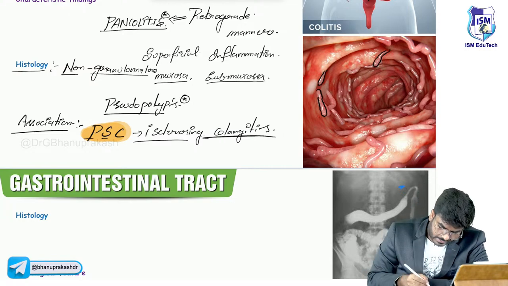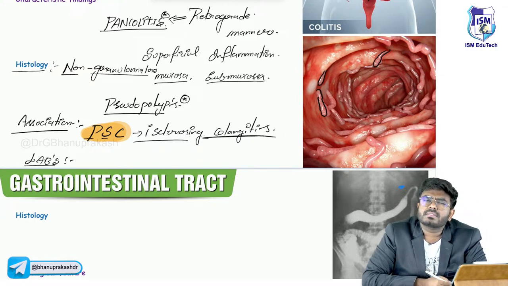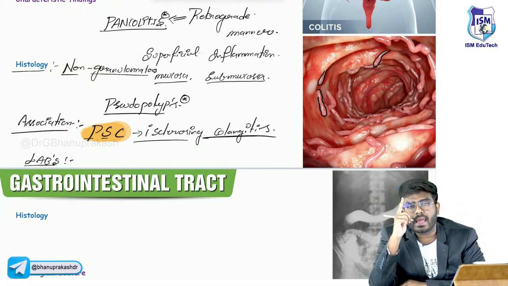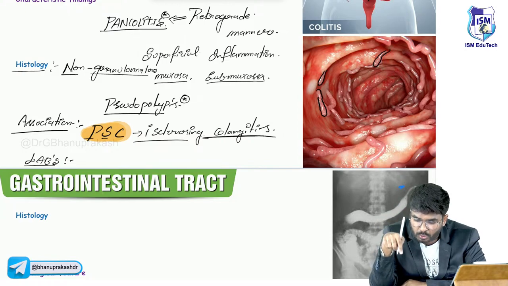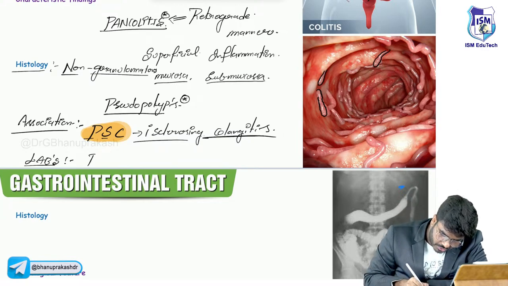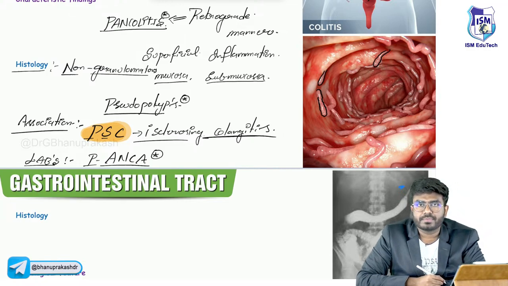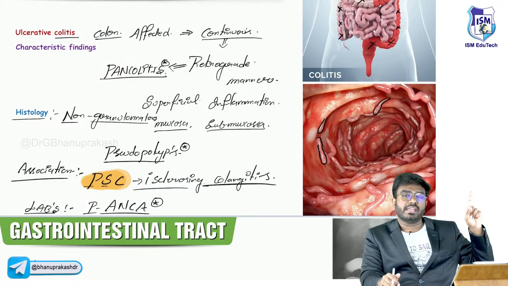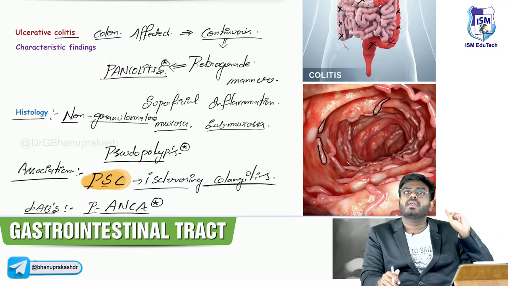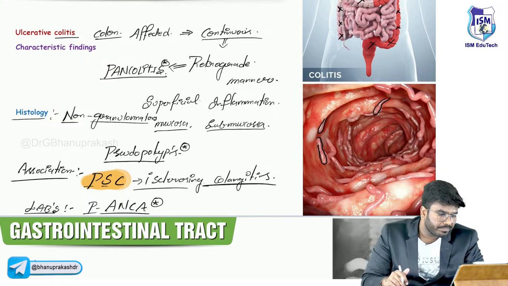Now, next, what else? In the laboratory, ASCA antibodies are seen, anti-Saccharomyces cerevisiae antibodies. So this patient who is suffering with pancolitis or ulcerative colitis is going to have which antibody positive? Perinuclear ANCA, anti-neutrophilic cytoplasmic antibodies. P-ANCA positivity is seen in ulcerative colitis. ASCA positivity is seen in Crohn's disease.